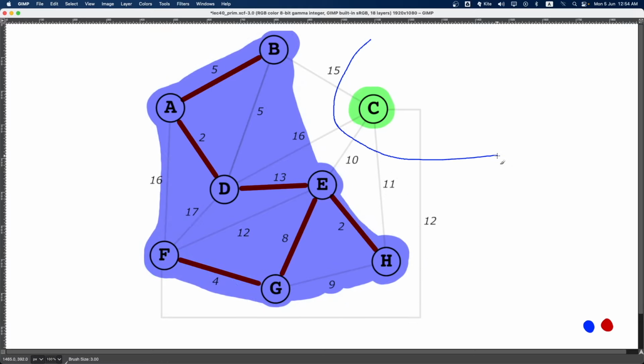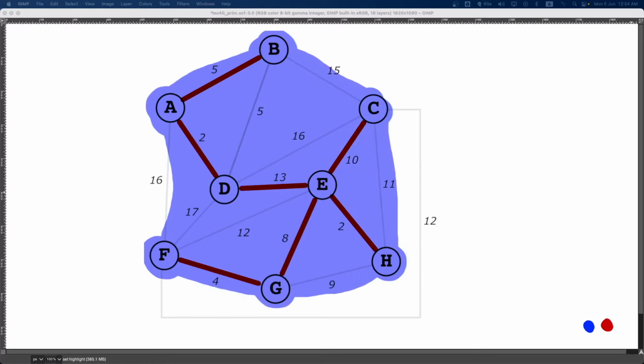At this point, all of the vertices are in the blue or the left partition, with only one vertex, C, left in the green partition. The minimum edge crossing the partition boundaries is CE with the weight of 10. So we mark this edge. Also include vertex C into the left partition.